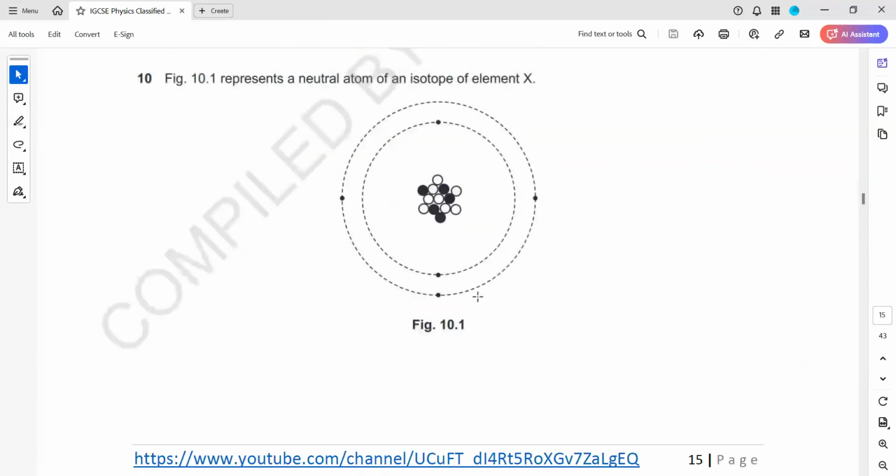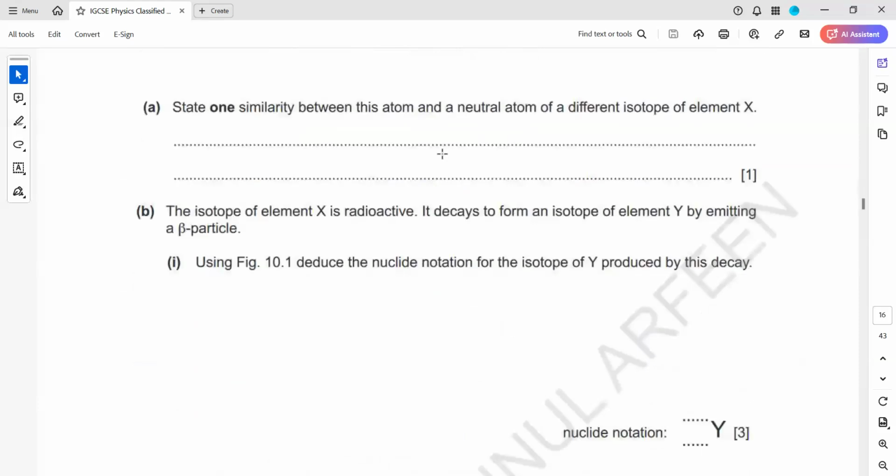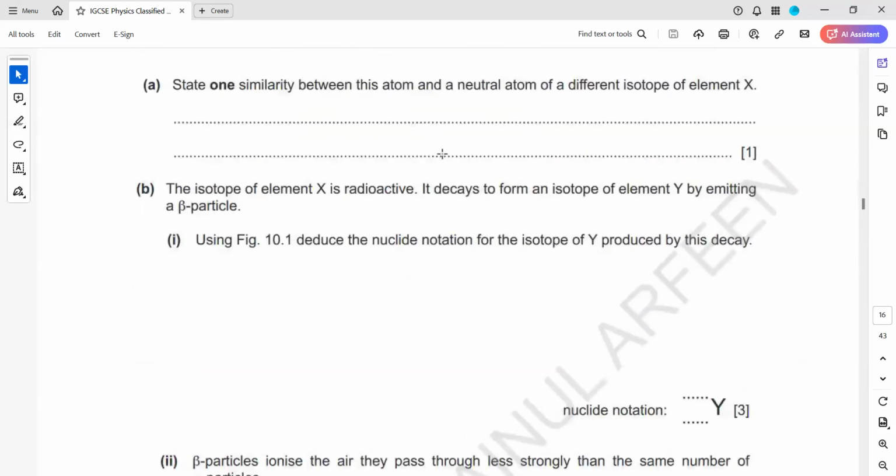Figure 10.1 represents a neutral atom. State one similarity between this atom and a neutral atom of different isotope. So how are isotopes similar? Same proton number in the nucleus.